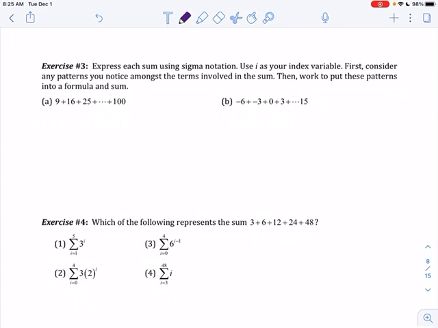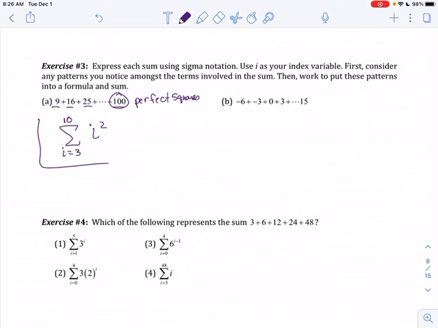So if I look at all of these numbers here, 9, 16, 25, 100, think about what they all are. Those are all perfect squares, right? 3 squared is 9, 4 squared is 16, 5 squared is 25. So this one's actually not too bad to do. My first number is 9, so that means the first thing I squared was 3. And my formula is I'm taking that term and squaring it. My last number is 100, and that would come from 10 being squared. So that's my last term.